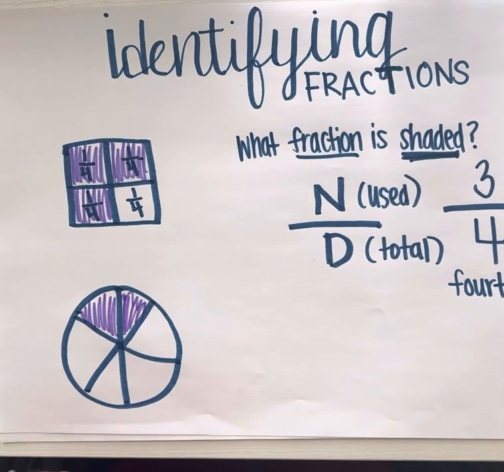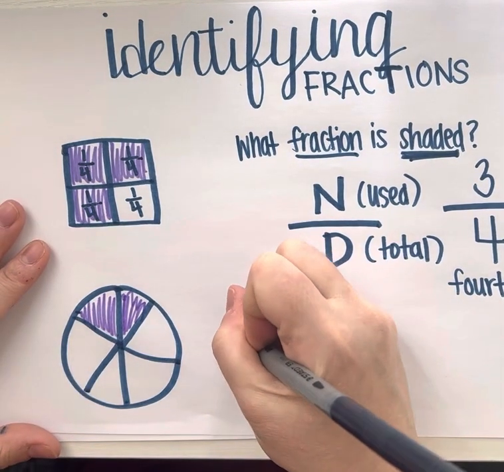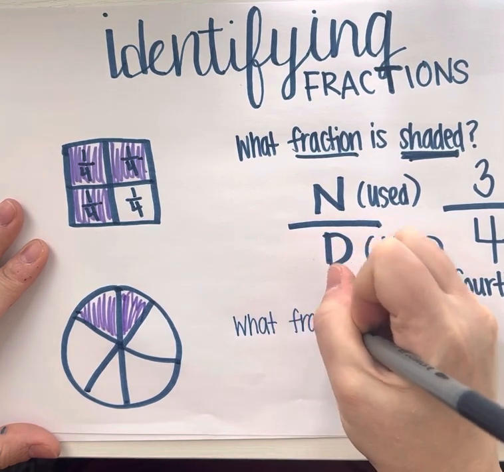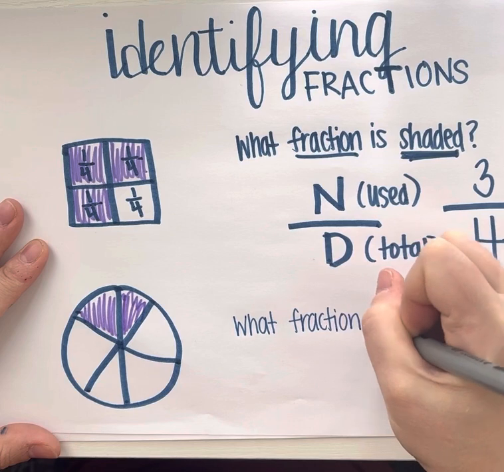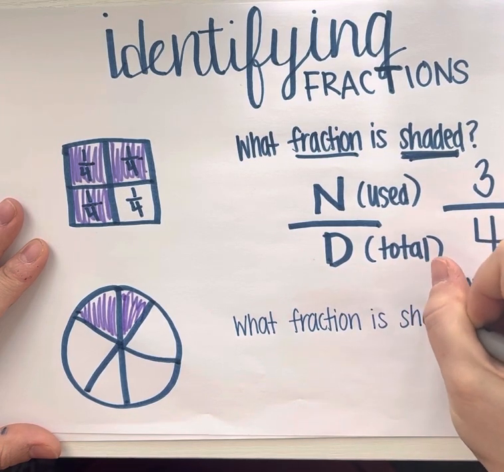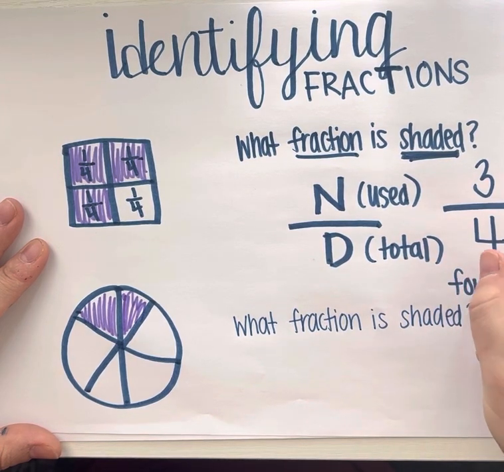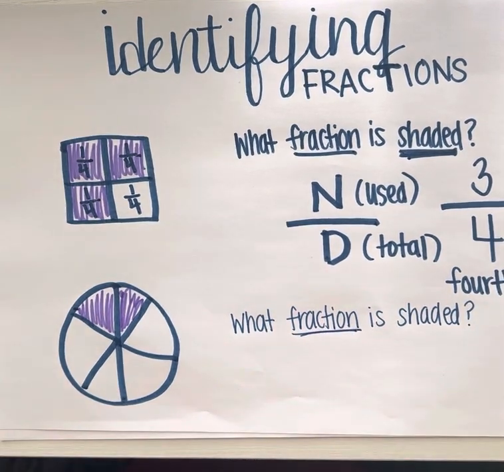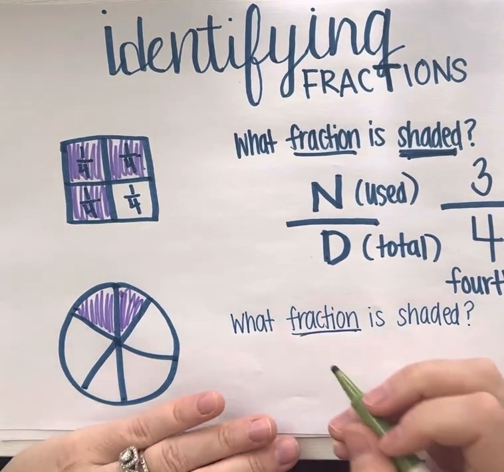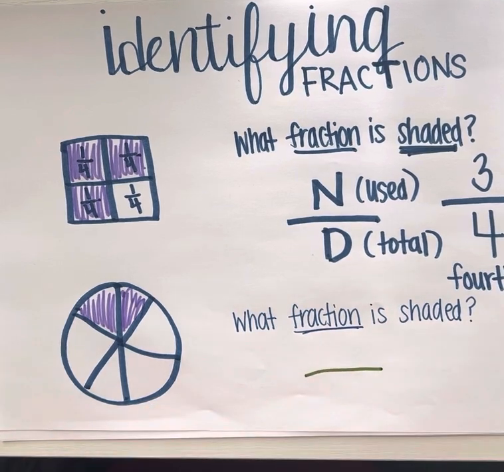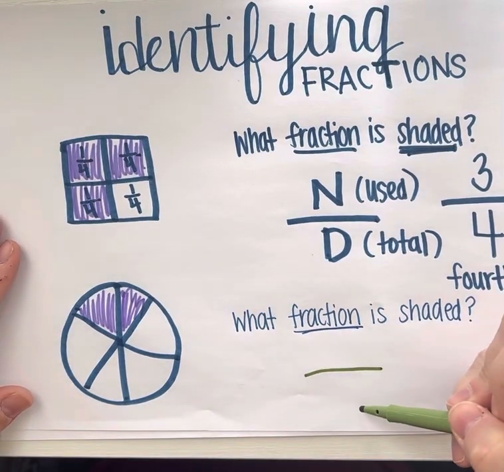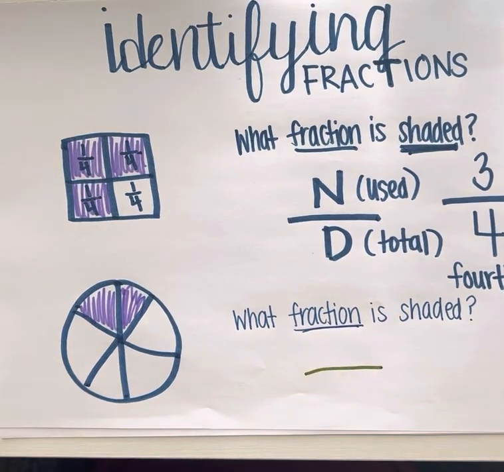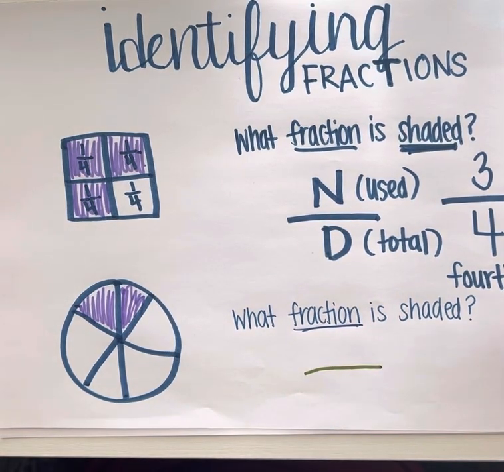All right, again, I am looking for what fraction is shaded. So remember, since it asks for the fraction, I'm going to need that fraction bar, because I know I need a numerator and denominator. I, again, like to start with the denominator. You can do either or, whatever works best for you.